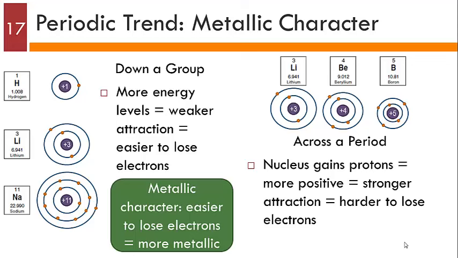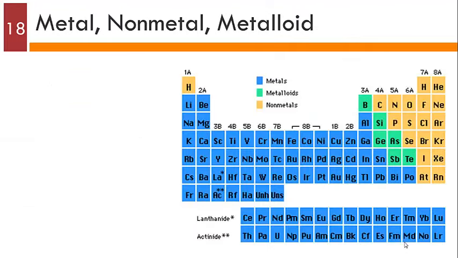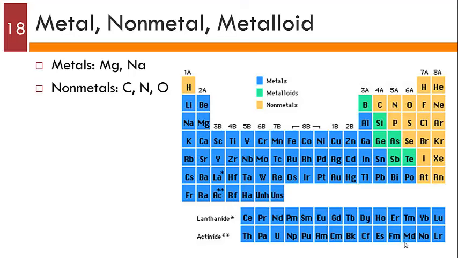As you move towards the right side of the table, that's where all of the nonmetals are. So, metal, nonmetal, and metalloid. The metal examples are things like magnesium and sodium, which is in blue on my table here. That's most of the periodic table. My nonmetals are in yellow, like carbon, nitrogen, and oxygen. And my metalloids are in green.